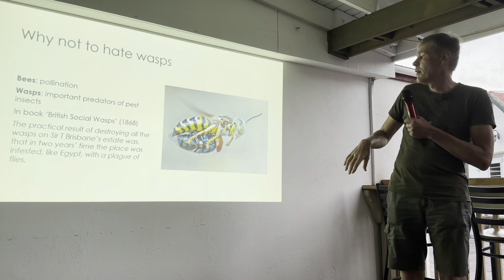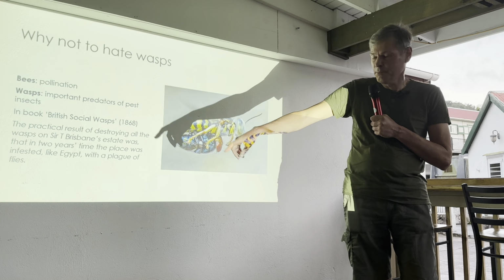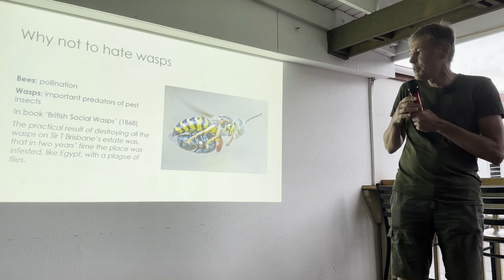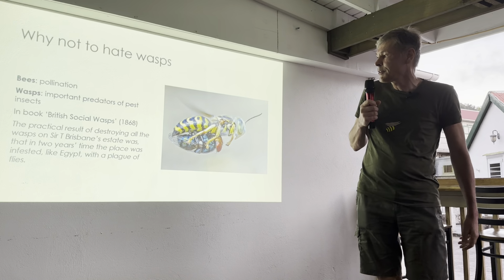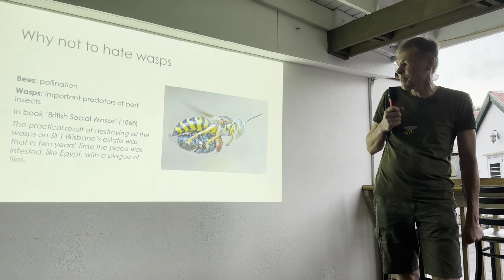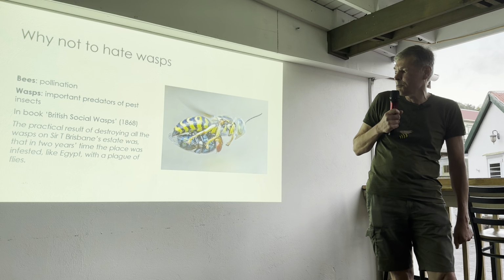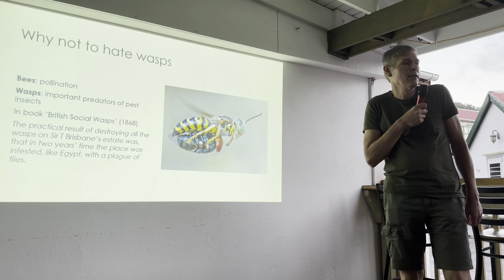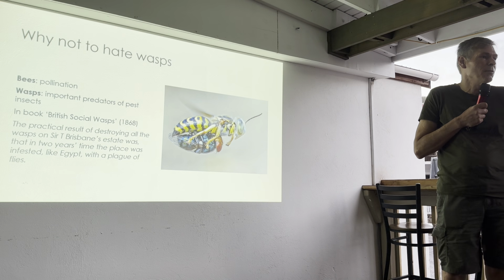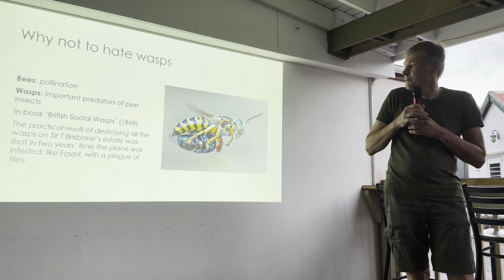I found this quote from a book which was 150 years ago. Somebody tried, well, I will read it. The practical result of destroying all the wasps on Sir Brisbane's estate was that in 2 years' time the place was infested, like Egypt, with a plague of flies. So that's what happens if you kill all the wasps. You'll get the plague insects. Yes?